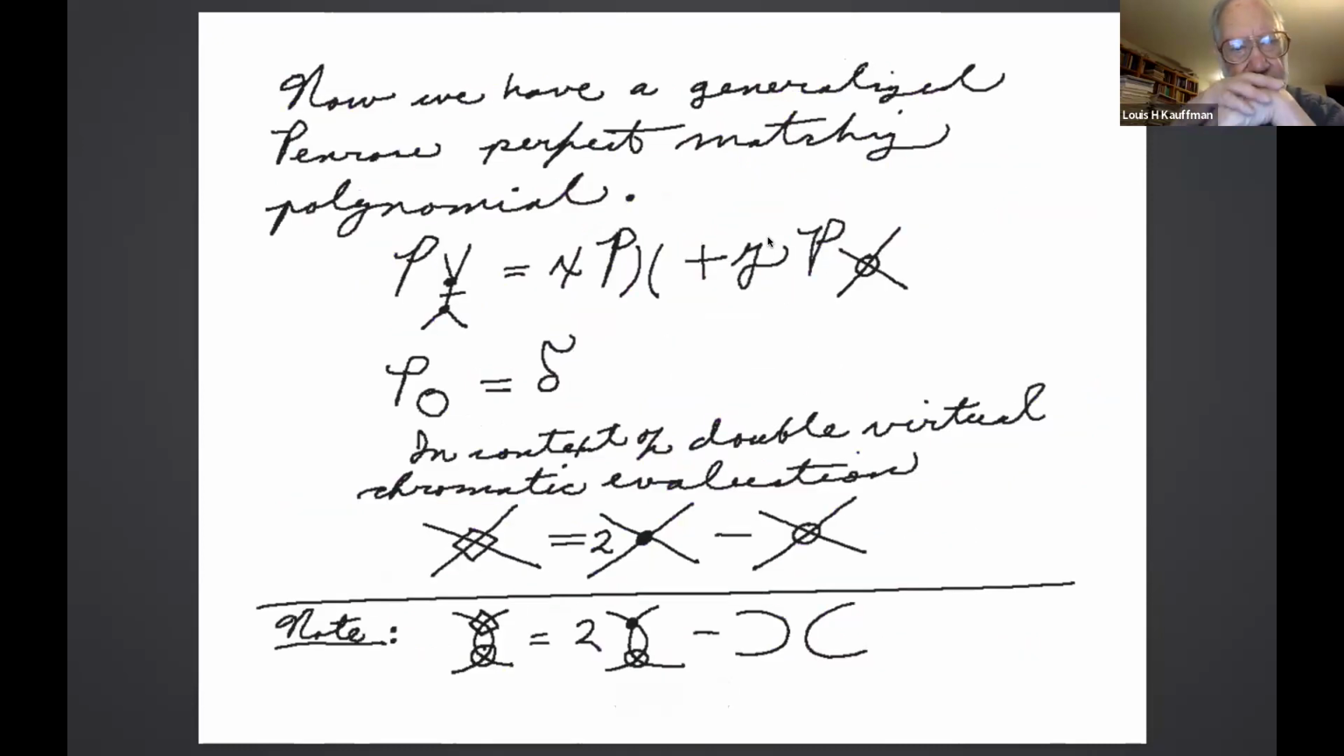Now here's where we're going. First of all, we could have made a more complex polynomial. I could have put arbitrary variables x and y for the smoothing and the crossover, and another variable delta. And we would keep the double virtual chromatic evaluation. We would keep all that, and we get a more general graph polynomial.